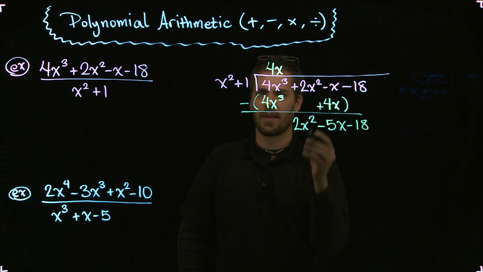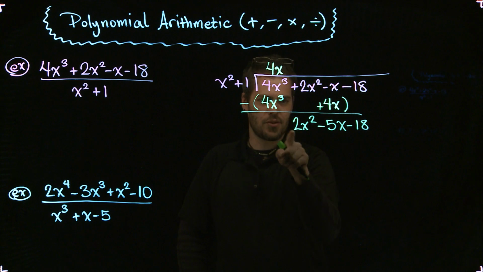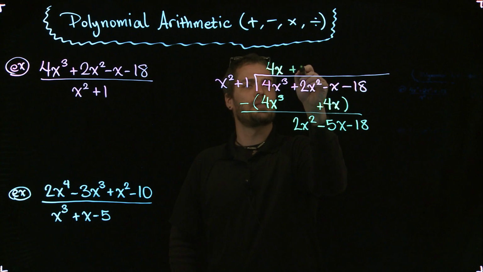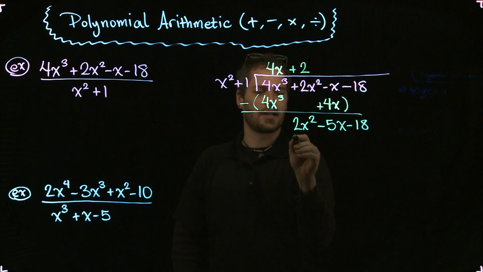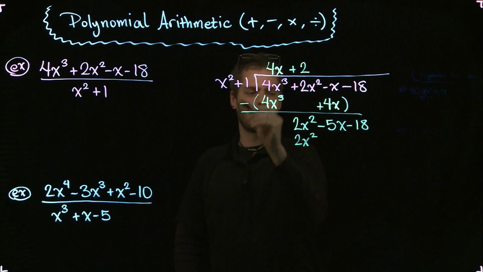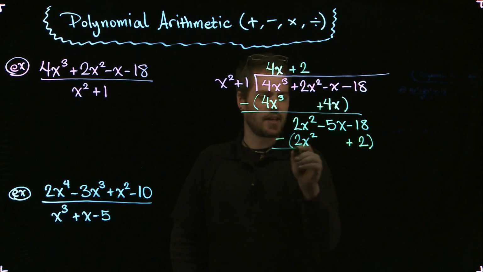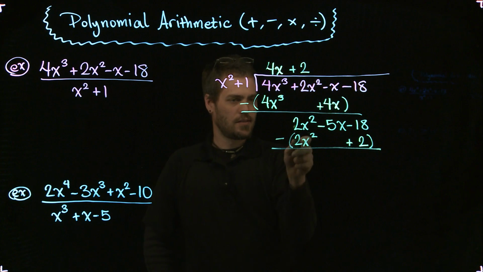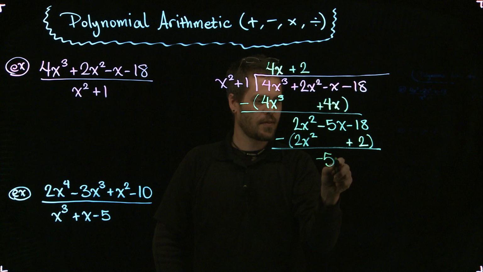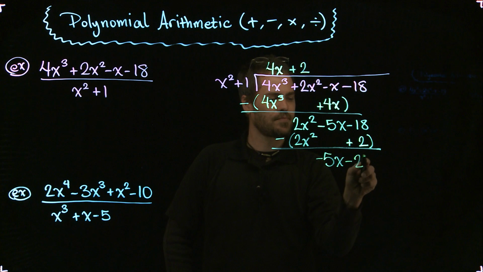And we take another step, proceeding in the same fashion. So what times x squared would give me 2x squared is my next question. And clearly just 2, so I'm going to put plus, and it's positive, 2. 2 times x squared gives me the 2x squared term that I'm looking for. I also have to multiply that 2 times this 1, so that gives me a plus 2, but don't forget that you're subtracting these guys. So 2x squared minus 2x squared is 0. Negative 5x comes down. Negative 18 minus 2 is negative 20.